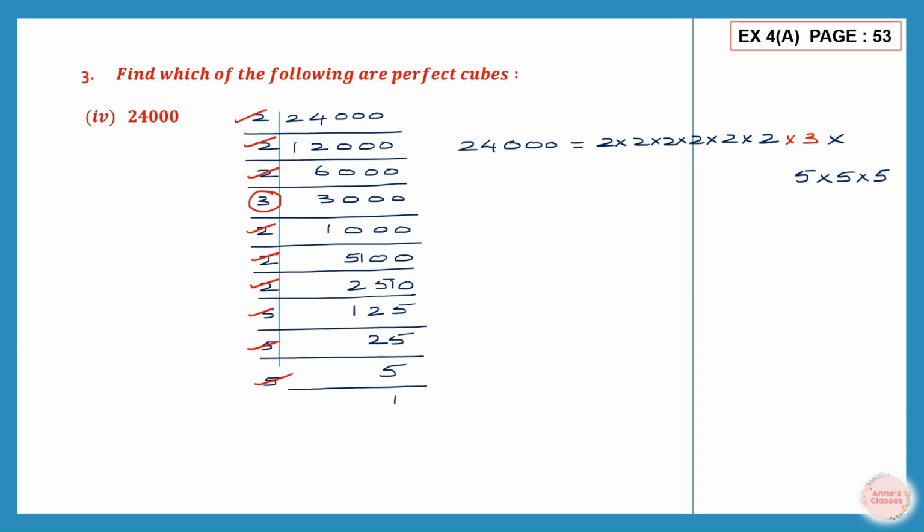Now let's form all the triplets. So here we have one set of triplets. Here we have another set of triplets. And here also we have a set of triplets. But can you see 3 is there? 3 is alone by itself. It is not forming a triplet. So when it doesn't form a triplet, the number will not be a perfect cube. So 24,000 is not a perfect cube.